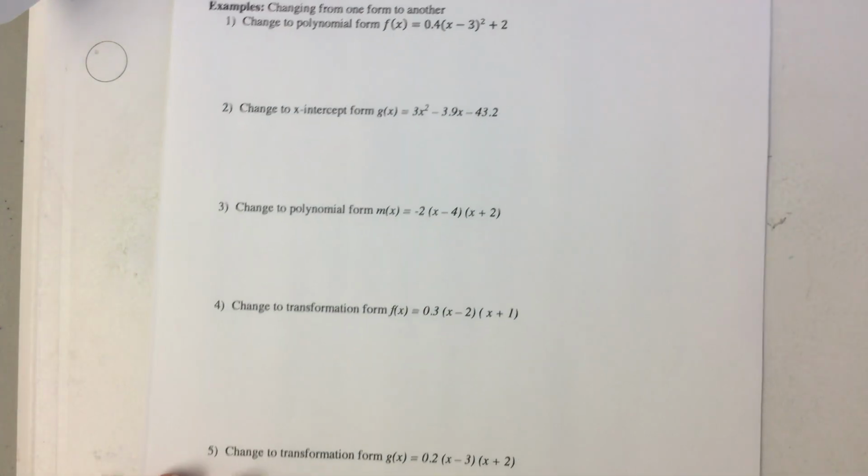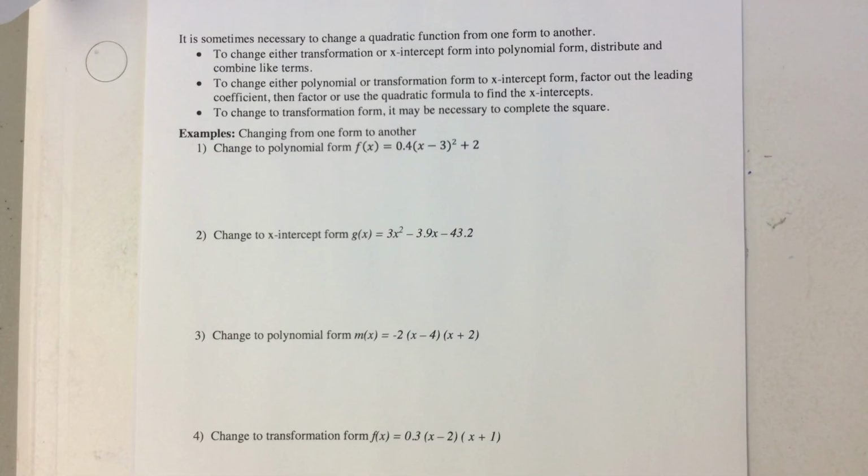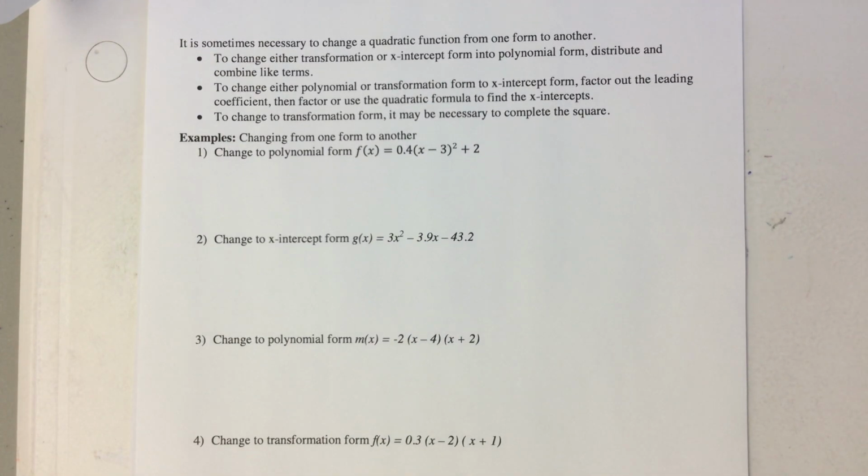Now here's where it gets a little bit tricky, you guys. There are times where it's necessary to change a quadratic function from one form to another. So that means maybe you have it in polynomial form and you want it in transformation form. Or maybe you have it in transformation form and you want it in x-intercept form. So it's important that you can go from one form to the other.